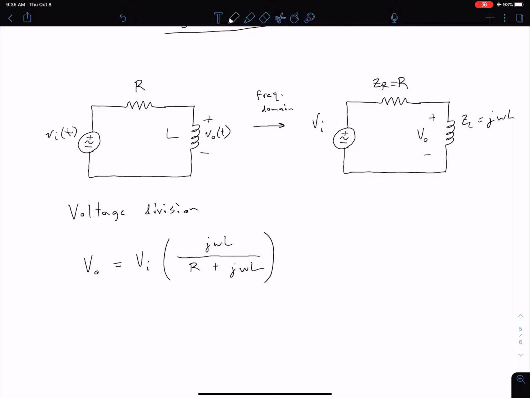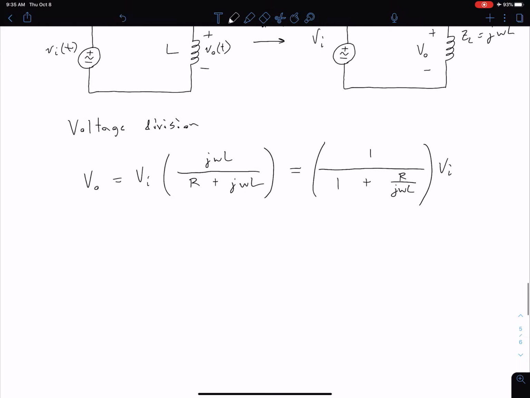I'm going to adjust this a little bit so that we only have a 1 in the numerator. That's just going to make things a little bit easier later on. So dividing numerator and denominator by j omega L, I get 1 in the numerator. In the denominator, from the right term I'm going to have 1, and I'm going to move it over to the left. Then dividing that R by j omega L, we just have R divided by j omega L. This is multiplied by VI.